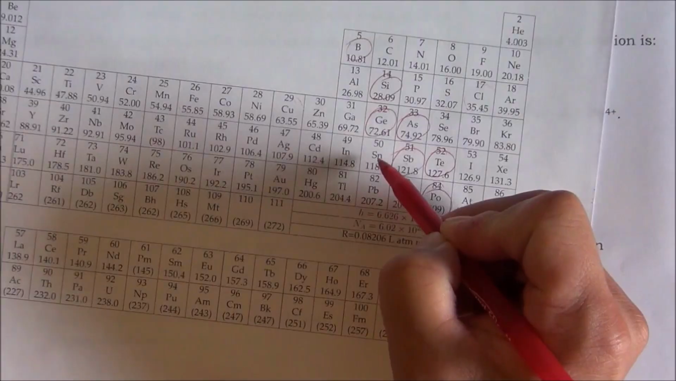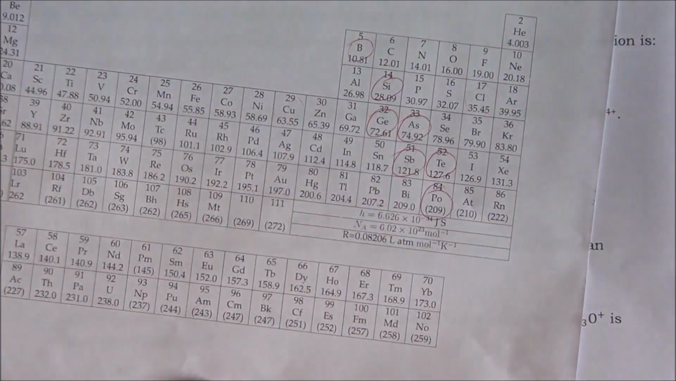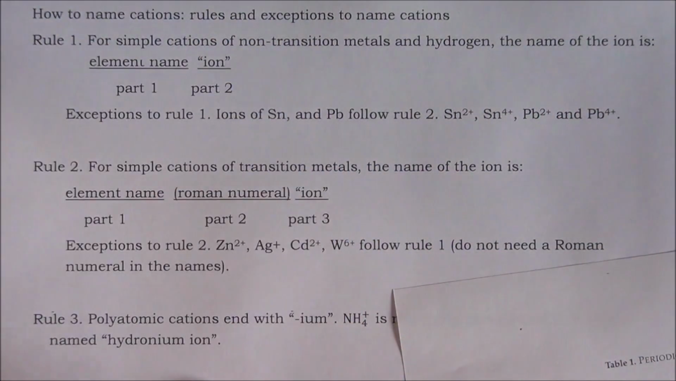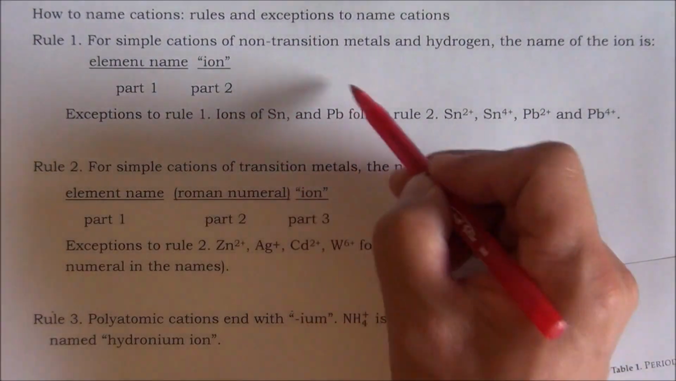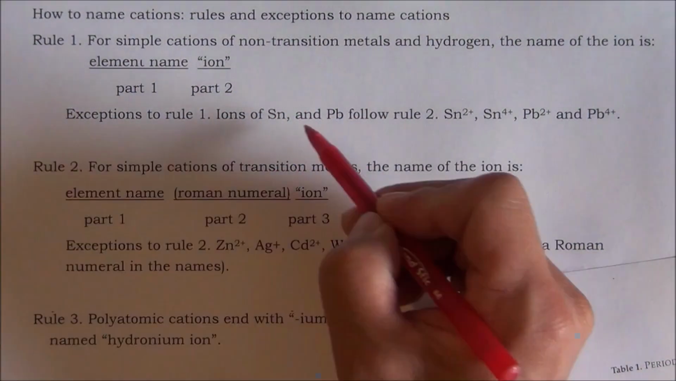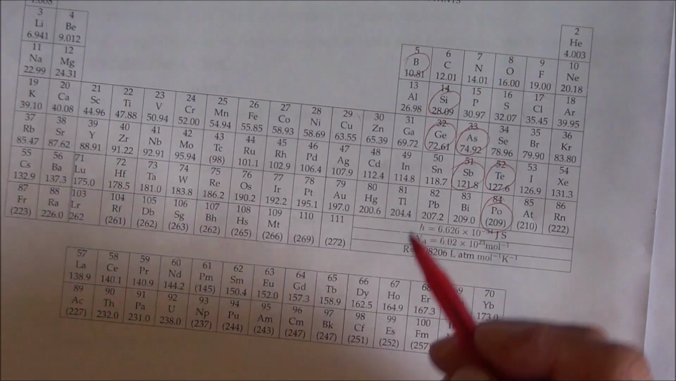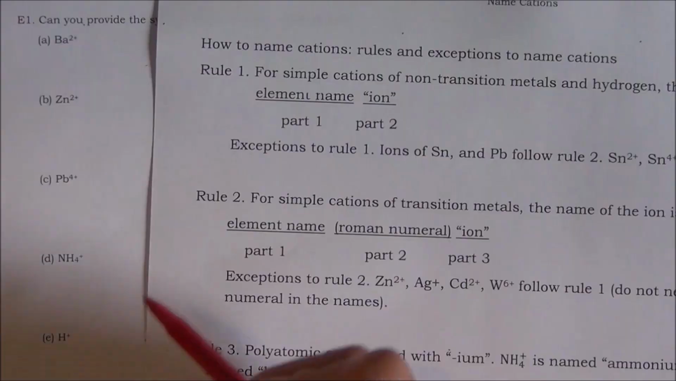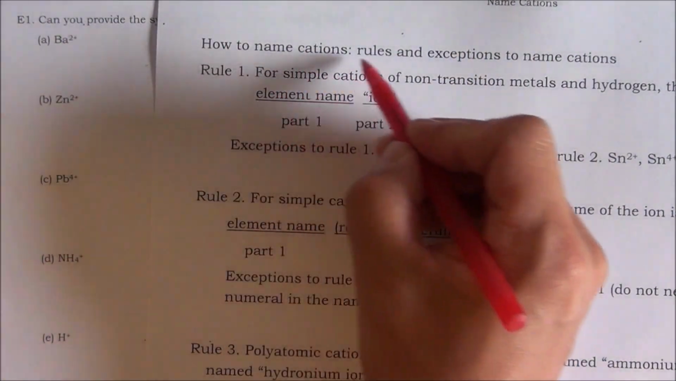rule number 1. Because tin has 2 different ions and lead has 2 different ions. If you count the number of ions as the exceptions to rule number 1, there are 4 exceptions. But if you count the number of elements as the exceptions, there are only 2 exceptions to rule number 1. There are 4 exceptions for rule number 2: zinc, silver, cadmium, and tungsten. Now let me use several examples to show you how to use these rules to name the cations.